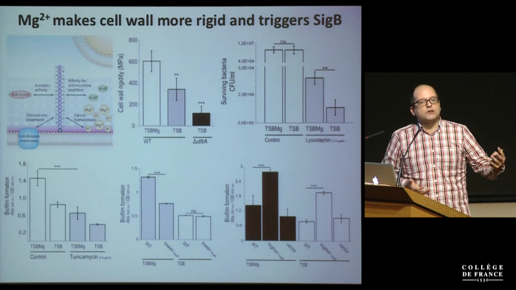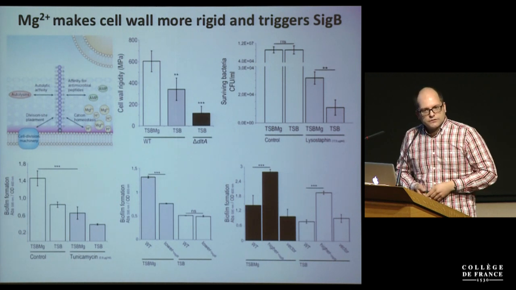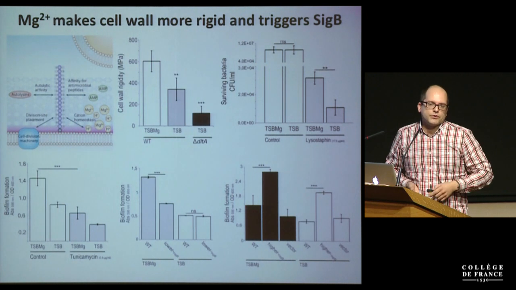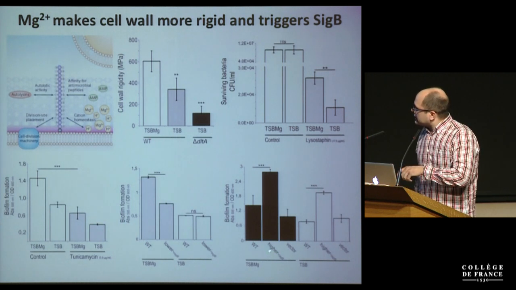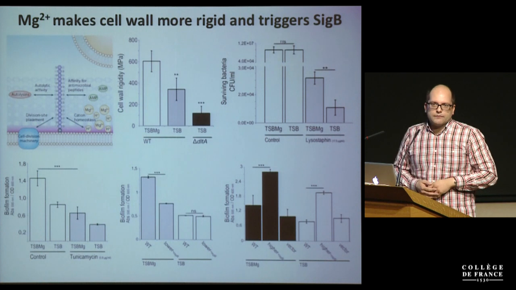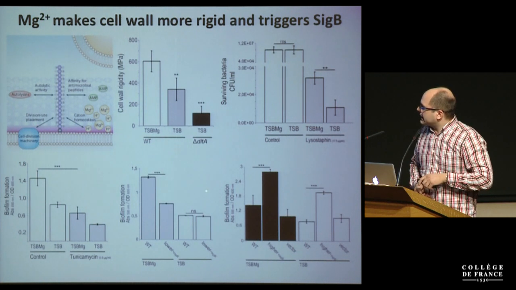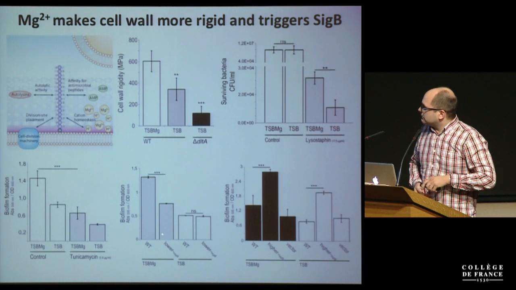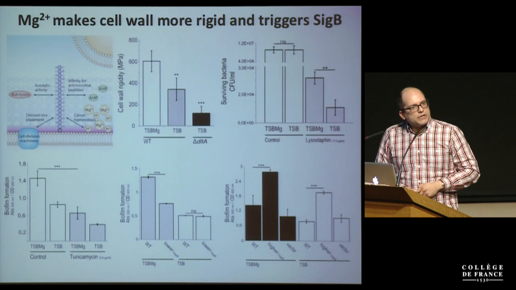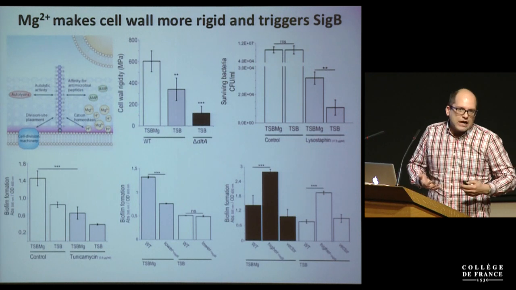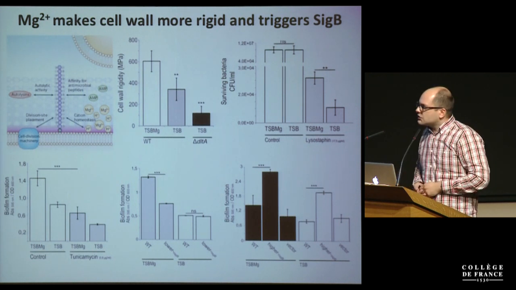Some strains are locked in the overproduction of teichoic acids, so they are overproducing teichoic acids. And some strains are down-regulated in the production of teichoic acids. In this particular case, the ones that don't have that much teichoic acids in the cell wall respond with lower intensity to the presence of magnesium.